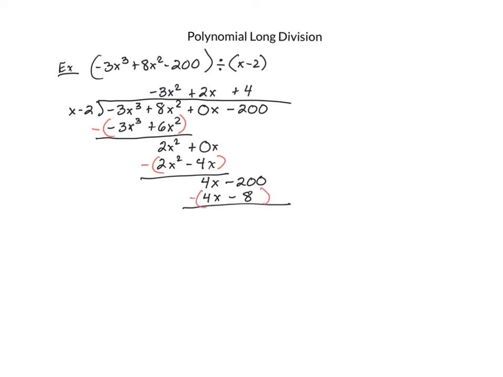Subtract, and we have negative 200 plus 8. That's negative 192. Whoop. Negative 192. So here's our quotient, and here's our remainder. So let's see, this time I think I'll present my answer this way. Negative 3x squared plus 2x plus 4 equals the product of the divisor and the quotient.